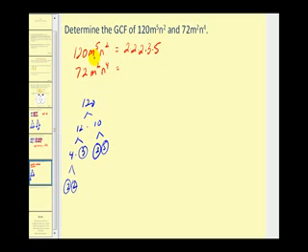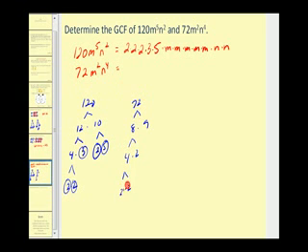We have 5 factors of m and 2 factors of n. We found the prime factorization of 72 on the previous screen. Let's go ahead and show it again though. That would be 8 times 9, 4 times 2, 2 times 2. So we have 3 factors of 2 and 2 factors of 3. Next we have 2 factors of m and 4 factors of n.